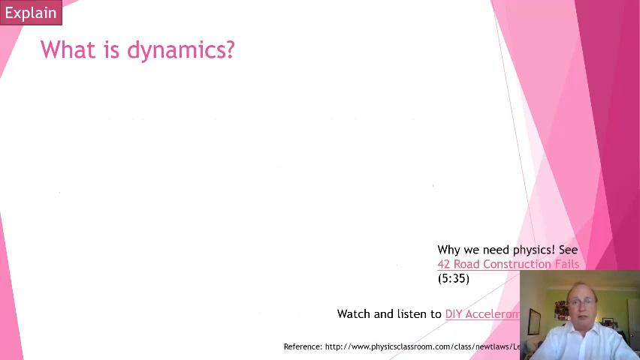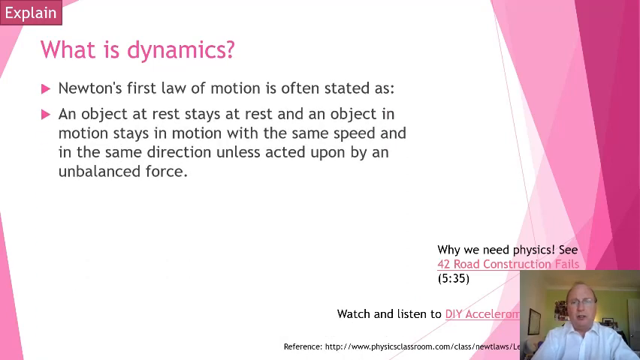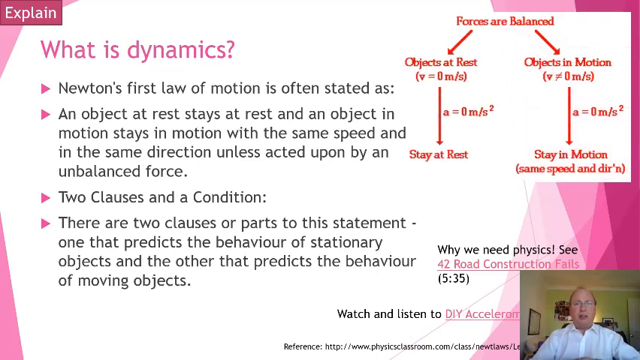This topic is all about dynamics. And what does dynamics mean? Well, Newton's first law of motion is often stated as an object at rest stays at rest and an object in motion stays in motion with the same speed and in the same direction, unless acted upon by an unbalanced force. Dynamics has to do with forces acting on objects. There are two clauses in Newton's first law of motion and a condition. So the two clauses or parts of the statement, one predicts the behaviour of stationary objects and the other predicts the behaviour of moving objects.